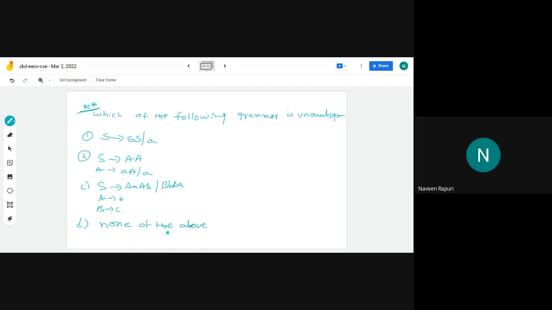Yes, sir. Write some string, take any string and try to write a parse tree. If it is producing more than one parse tree, that is an ambiguous grammar. Here the question asks for the unambiguous grammar. If you want to try, please try. Please take 2 minutes. Try it, sir. Which grammars are ambiguous and which grammar is unambiguous?